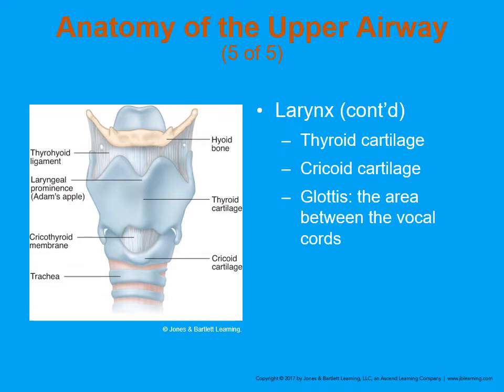The glottis, or the glottic opening, is the area between the vocal cords. And then the vocal cords are the white bands of thin muscle tissue. At rest, they're partially separated. They help produce speech, and they also protect the trachea from the entry of substances like water or vomitus.